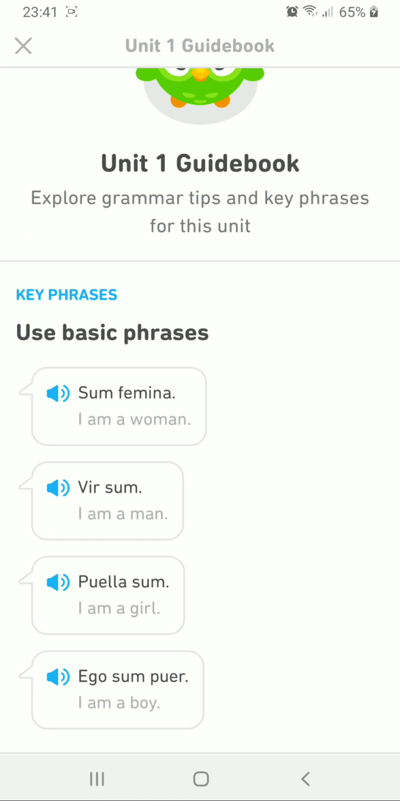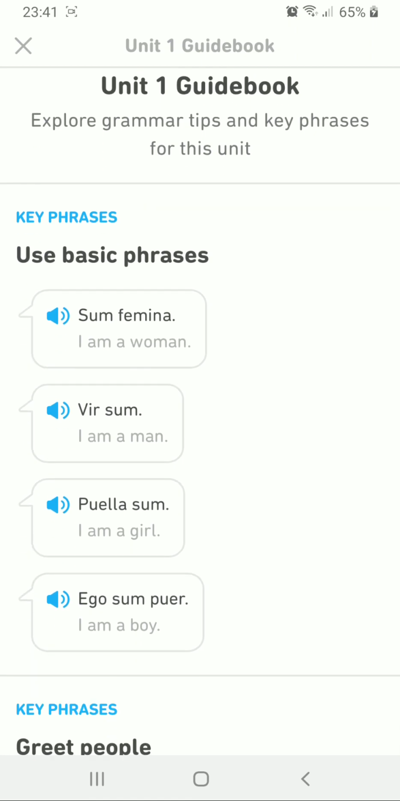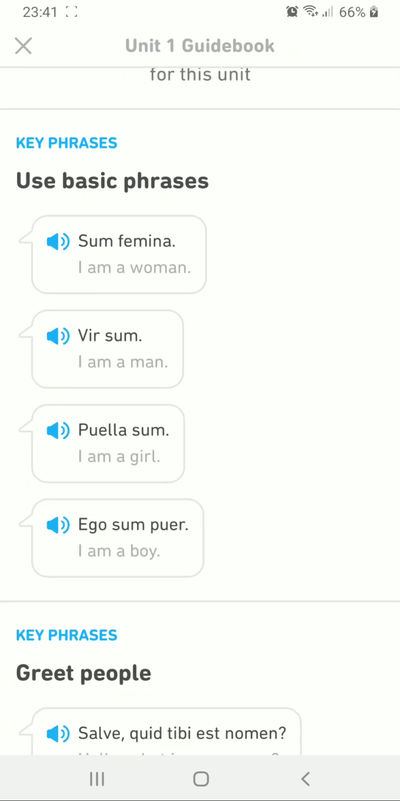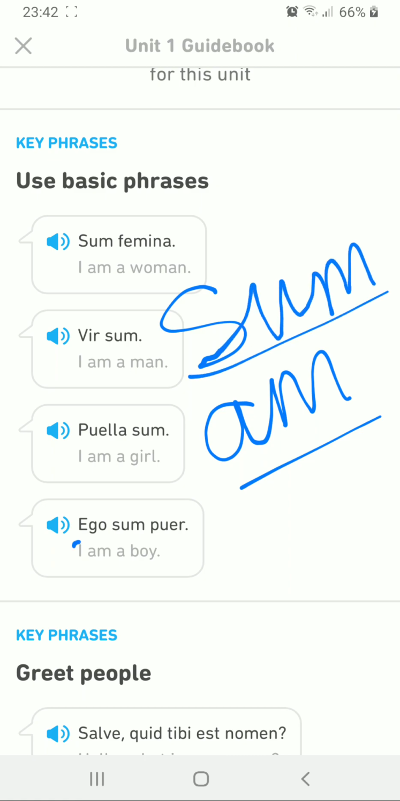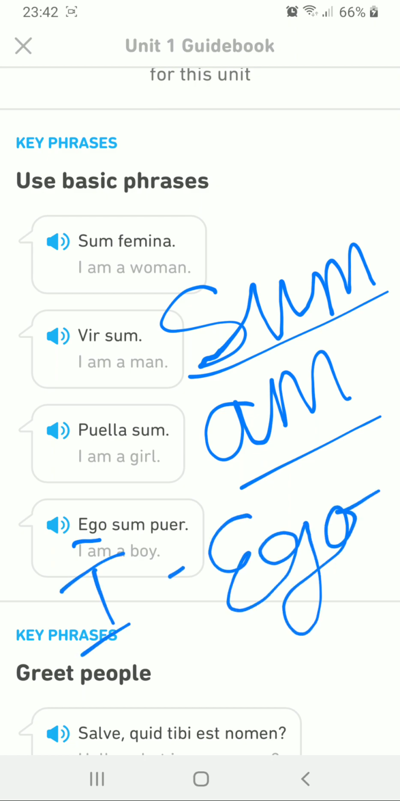This is a guidebook of Unit 1. Use basic phrases. Sum femina. I am a woman. Sum. We are sum. I am a man. Puella sum. I am a girl. Ego sum puer. So the thing to notice here is that sum is am. And ego is a pronoun, I. So I would be ego.